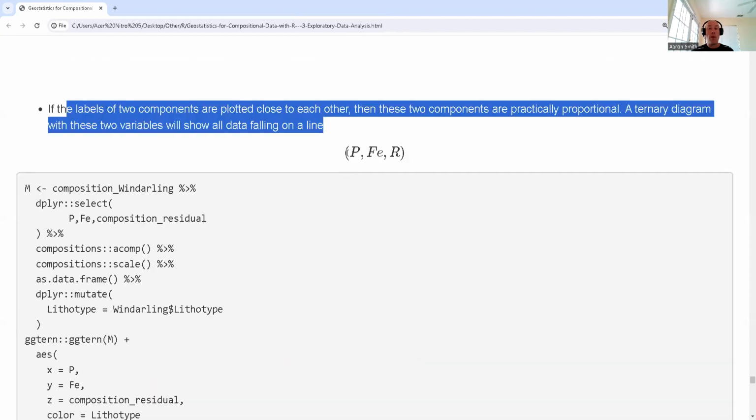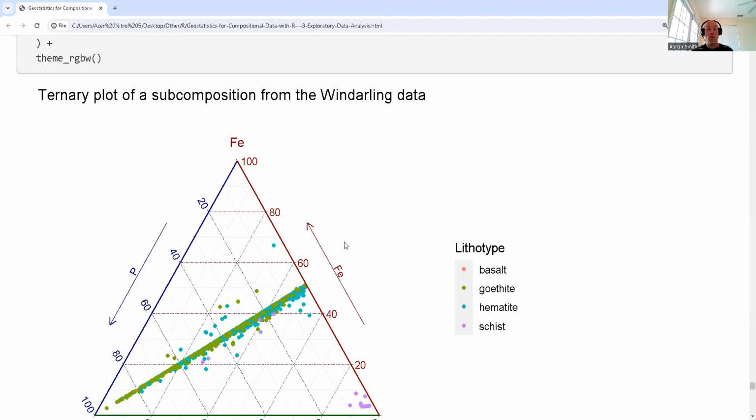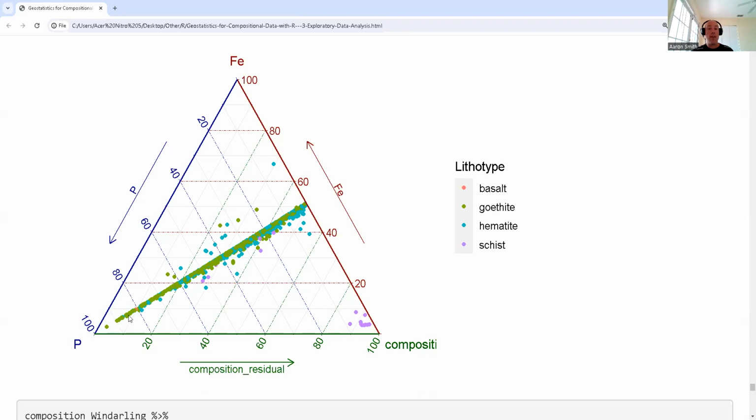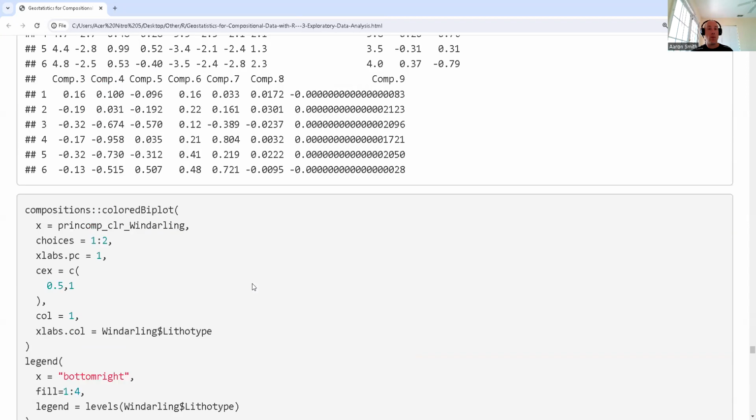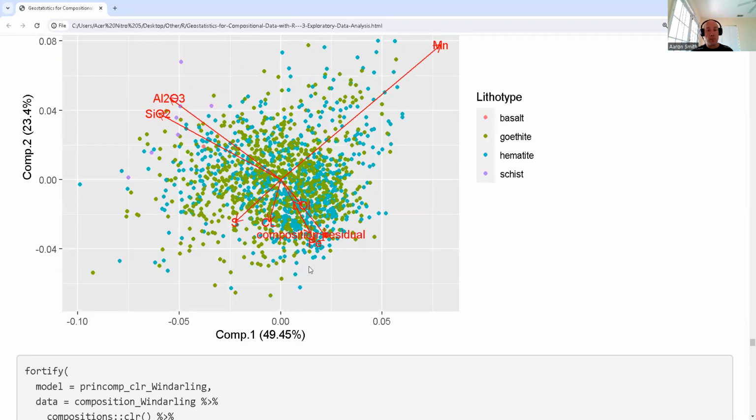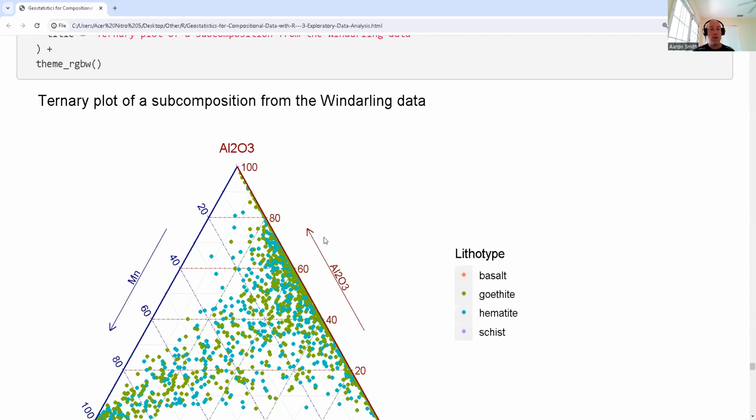And so we're going to look at the example here and look at how tight these are on a line. Isn't that, I mean, that is shocking to me. So let's take a look at this again. So we have P, Fe, and go up here. Yeah, so composition residuals and Fe is here, and where is P? Yeah, I guess P has to be in there. But yeah, they're all pretty tight.